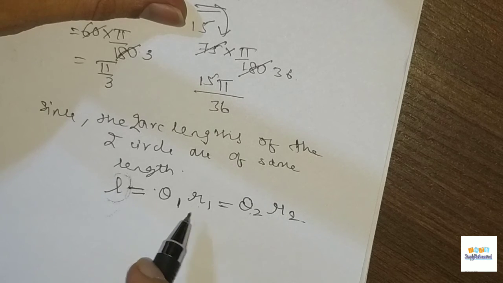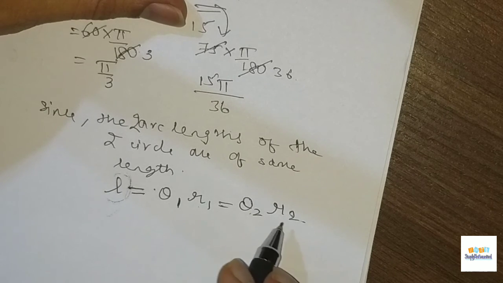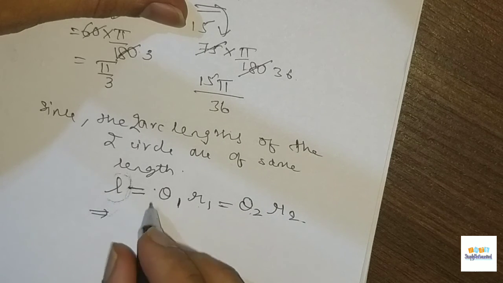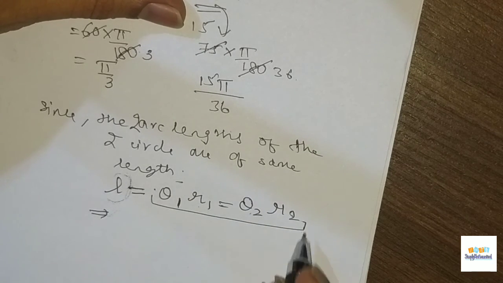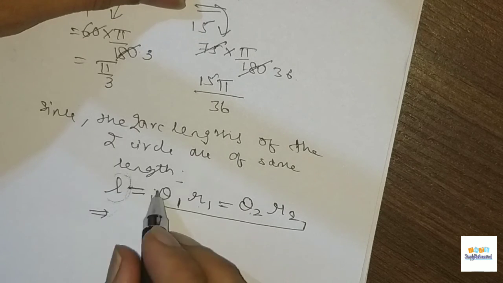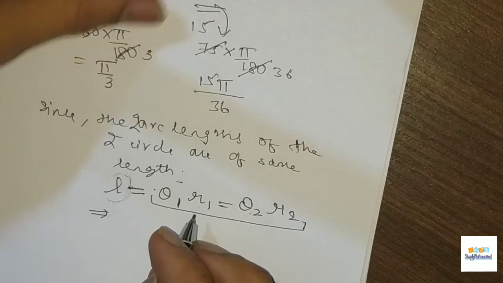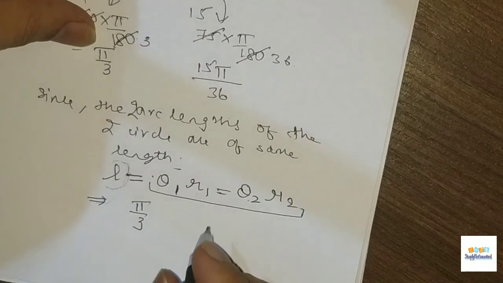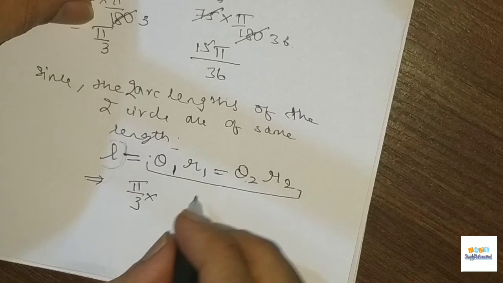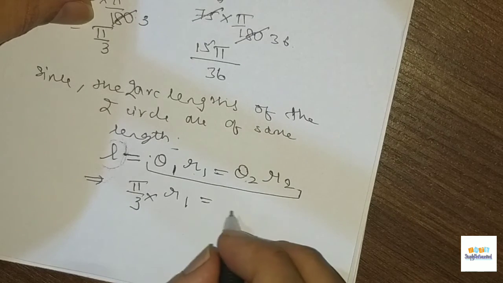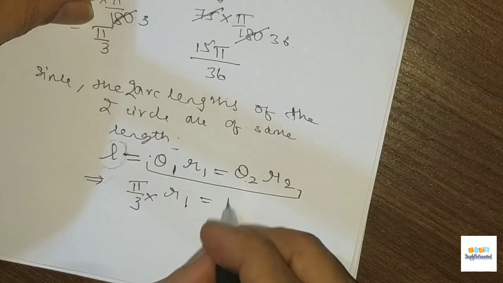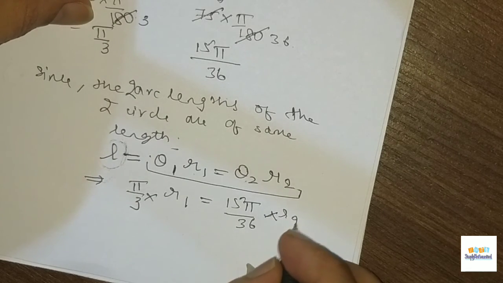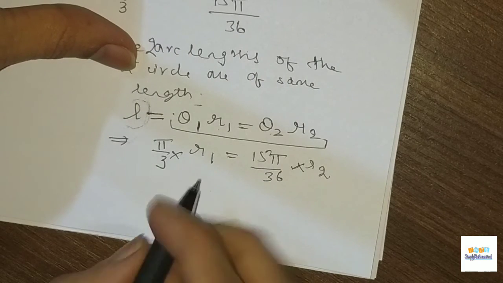So L is equal to theta 1 multiplied by R1, equal to theta 2 multiplied by R2. If we take this equation, what will we get? Theta 1 we got as pi by 3, the 60 degrees we converted, so pi by 3 multiplied by R1. Theta 2 we got as 15 pi by 36 multiplied by R2. This is what we got, right?